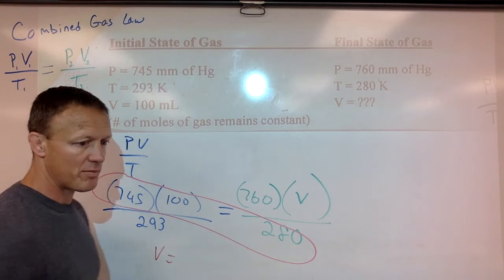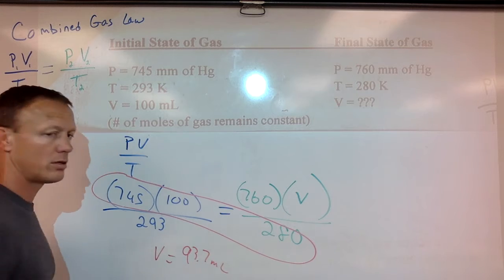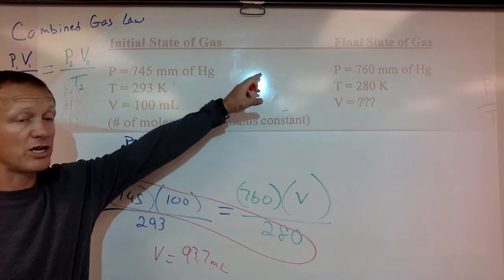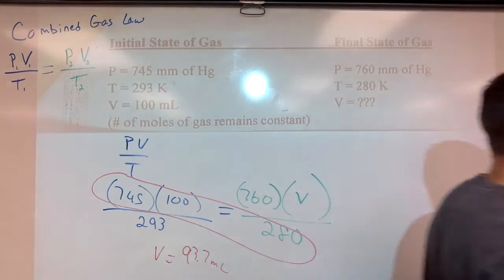Your volume there ends up being about 93.7 milliliters, which we said should go a little bit smaller. So 100 milliliters shrunk down a little bit because we changed the pressure and the temperature. I'll give you a couple more examples here.